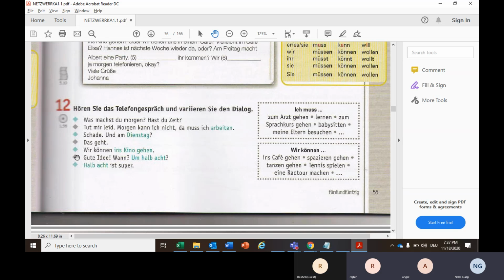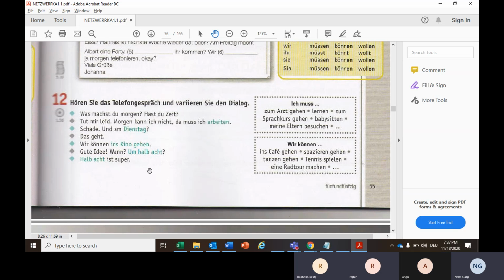Fünf, is super. Okay, good. So Angie, what time is half? Half 4:30. Sehr schön. 4:30.